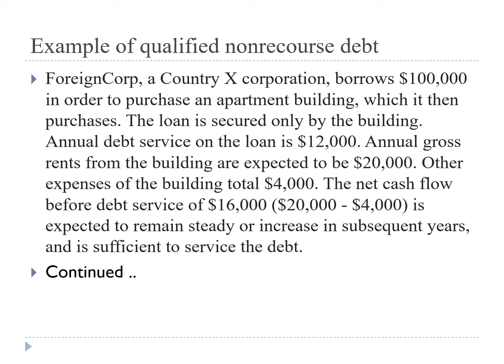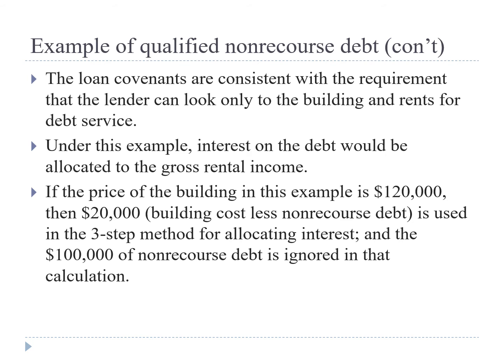The net cash flow before debt service of $16,000 is expected to remain steady or increase in subsequent years and is sufficient to service the debt. This example is continued on the next slide. The loan covenants are consistent with the requirement that the lender can look only to the building and rents for debt service. Under this example, interest on the debt would be allocated to gross rental income.